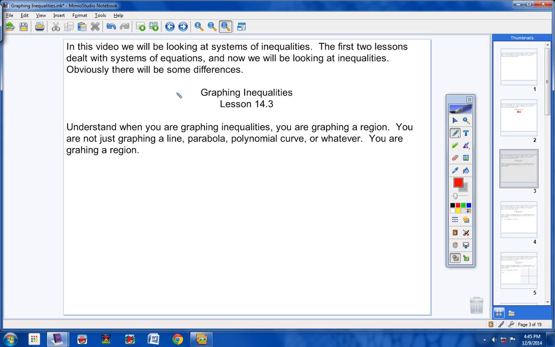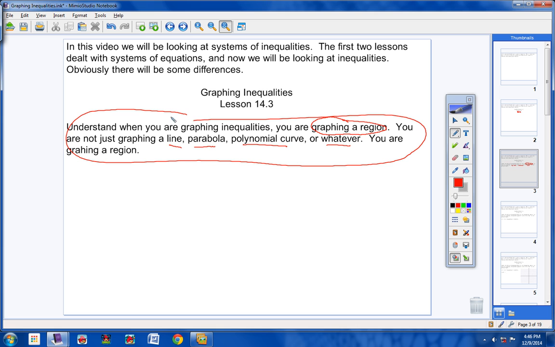Understand, when you are graphing inequalities, you are graphing a region. You are not just graphing a line or a parabola or a polynomial curve. All of these you've done in Algebra 2 before. When you're graphing an equation, you usually have a line or a parabola or a circle or a hyperbola or a polynomial curve or whatever. But when you are graphing inequalities, you are graphing a region, a shaded region, okay? You need to understand that. So take whatever notes you want to here.